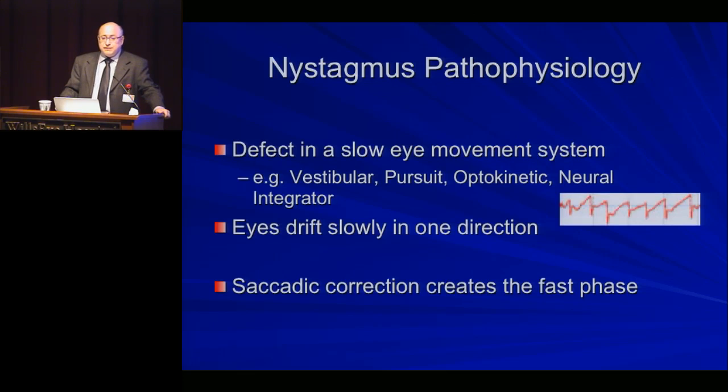So the problem is a defect in one of the slow eye movement systems, such as the vestibular, pursuit, optokinetic, or neural integrator. So the eyes drift slowly in one direction, and then the saccades come in, the brain comes in and says, hey, the world moved, I didn't move it, let's correct that. So it drifts slowly, it corrects it. Drifts slowly, corrects it. And so that's why we get the jerk nystagmus.